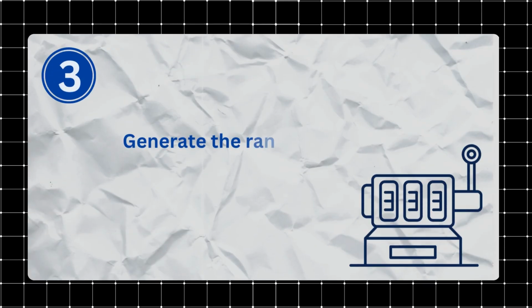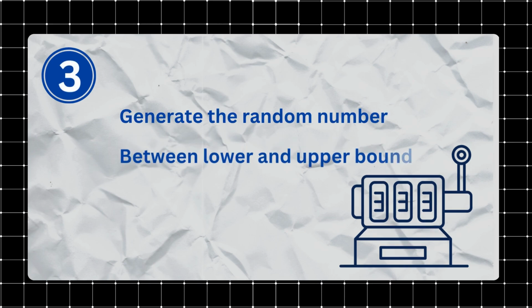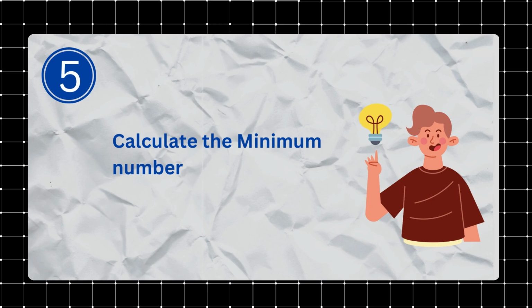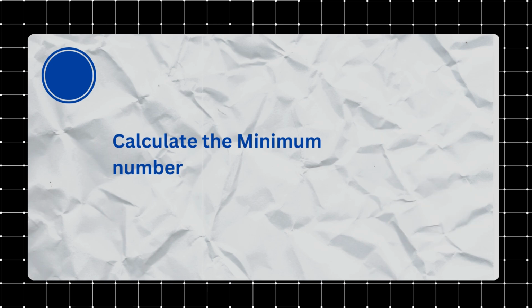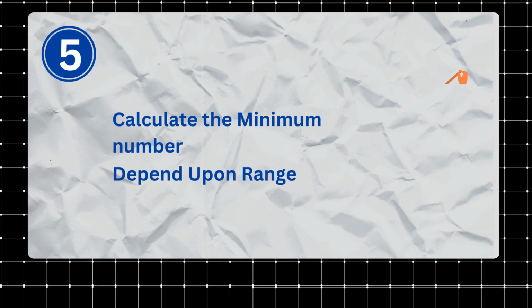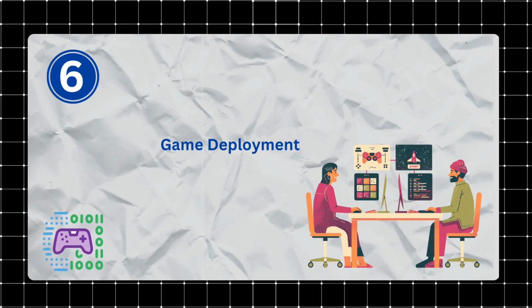In the third step, we generate the random number between the lower and upper bound. In the fourth step, we initialize the number of guesses. In the fifth step, we calculate the minimum number of guesses, which depends upon the range. In this step, we are going to take the guess number as input. Then we test the condition, and once the number is guessed, the loop will automatically break. In the sixth step, we deploy the game.